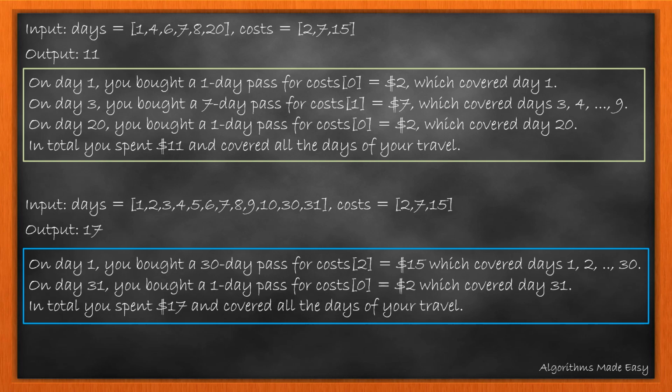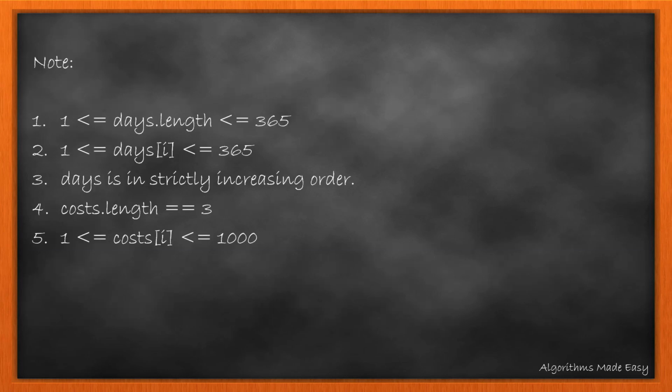Similarly, for the second example, the note attached with the question says that we can have days array of maximum length 365 with values ranging from 1 to 365. The days will be sorted in increasing order. The length of cost will be 3. And the prices will be between 1 to 1000.